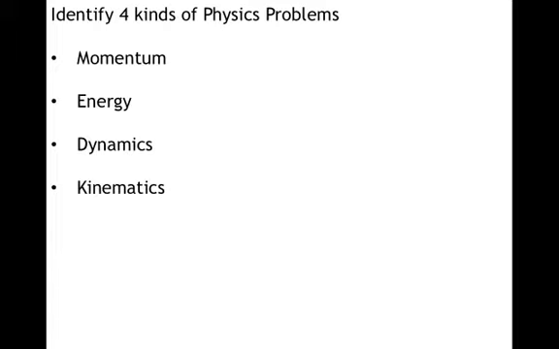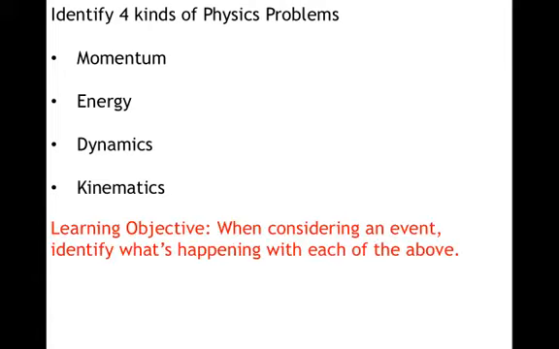We're going to do it differently. We're going to start by identifying first the 4 different kinds of problems and then develop that step by step to a full picture of mechanics. Okay, so your learning objective is when you're looking at an event, can you identify what's happening with each of the above, the momentum, the energy, the dynamics, and the kinematics? Okay, so what are they?